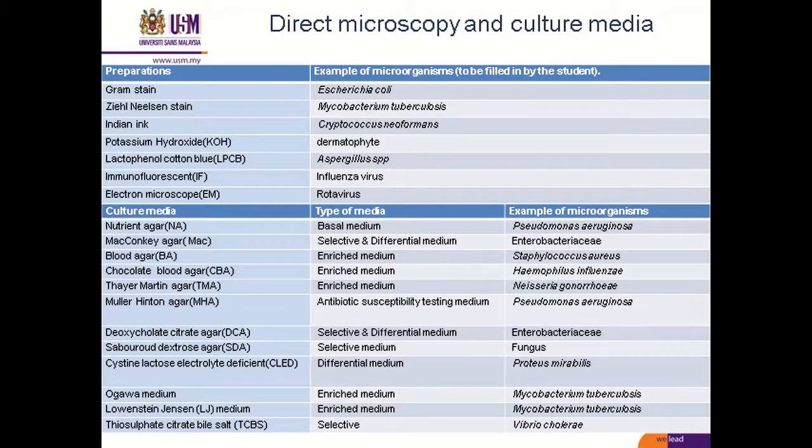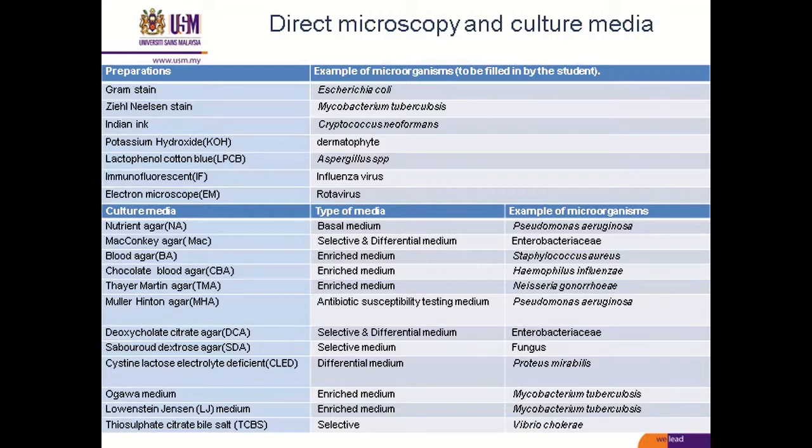There are various microscopy staining methods such as Gram stain for gram-positive and gram-negative bacteria, Ziehl-Neelsen stain for Mycobacterium tuberculosis and acid-fast bacilli, India ink for Cryptococcus neoformans, potassium hydroxide staining for dermatophytes, lactophenol cotton blue for fungus such as Aspergillus species, immunofluorescence staining for viruses such as influenza virus, and electron microscope for viruses such as rotavirus.